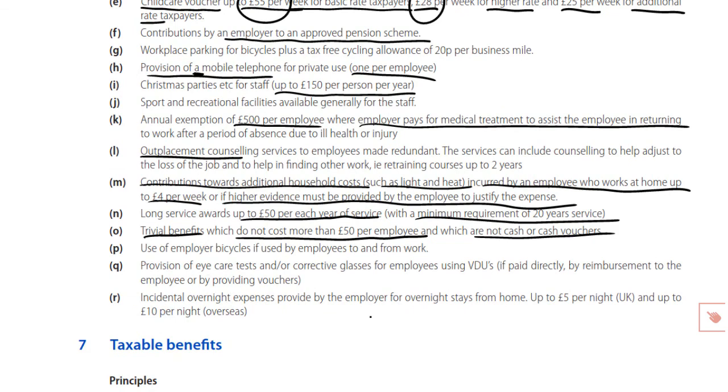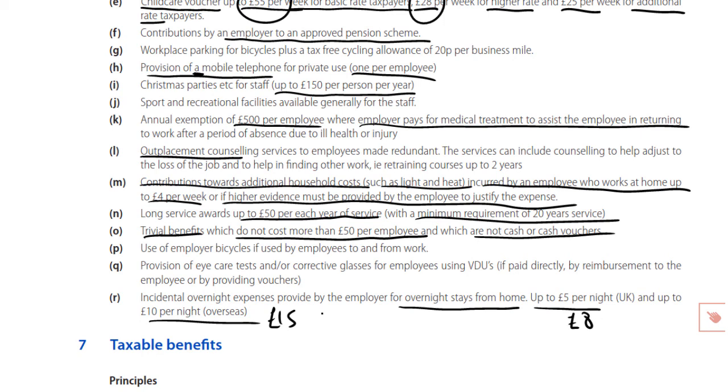Other one to watch, this last one here: incidental overnight expenses provided by the employer for overnight stays. Up to £5 a night in the UK, £10 per night overseas. You'd be told how many nights, and what has been paid. The thing about this one is that if the amounts paid to the employee as this incidental overnight expense, covering things like telephoning home, go over those figures, the full amount is assessable. So if you were told it was £8 per night for the UK, the whole £8 is assessable. It's not 8 minus 5. If you were told it was £15 a night for overseas, the whole £15 is taxable. It's not 15 minus 10. So again, little things to watch out for.